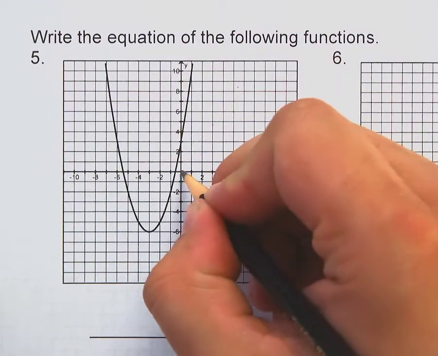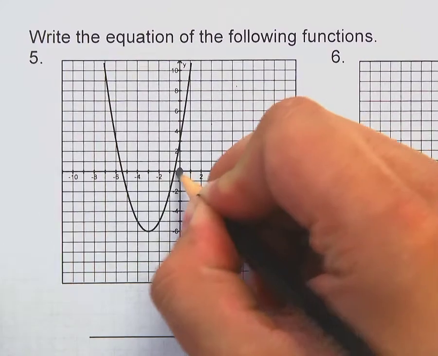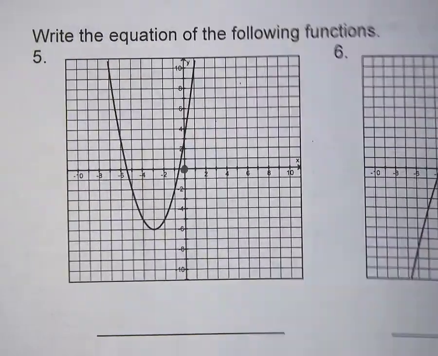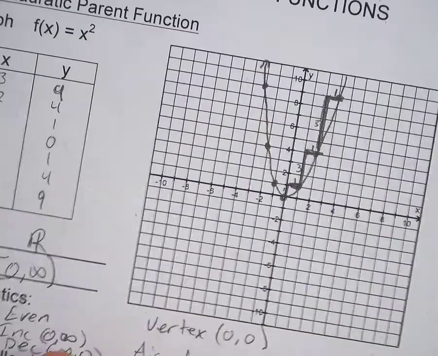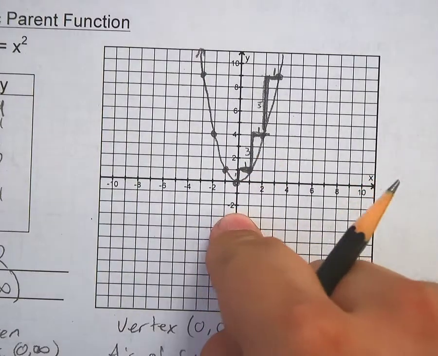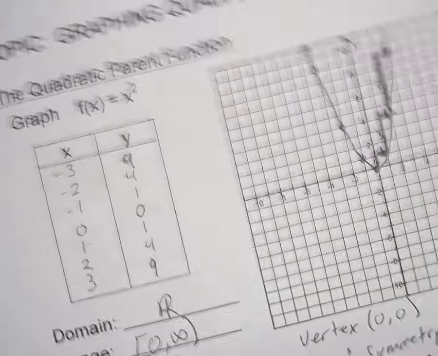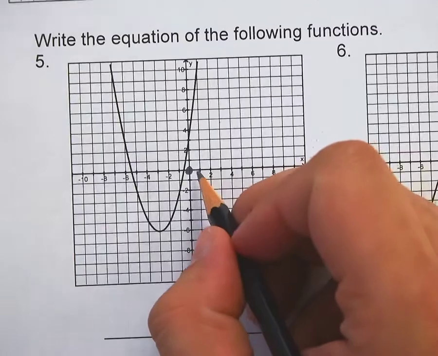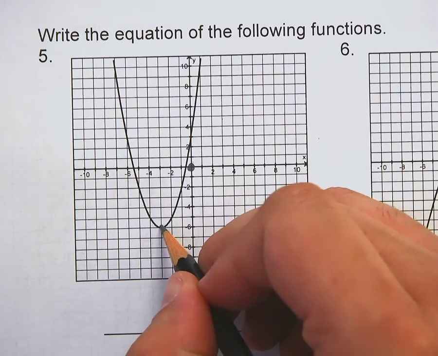First, this thing started at 0, 0. It started with the parent function. We always start, in case you haven't noticed, we always start with the parent function. So it started here. How did it get from here to here?